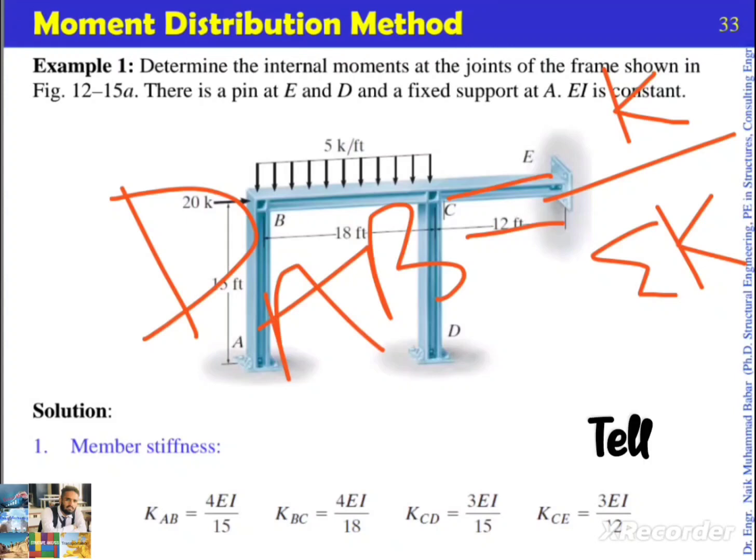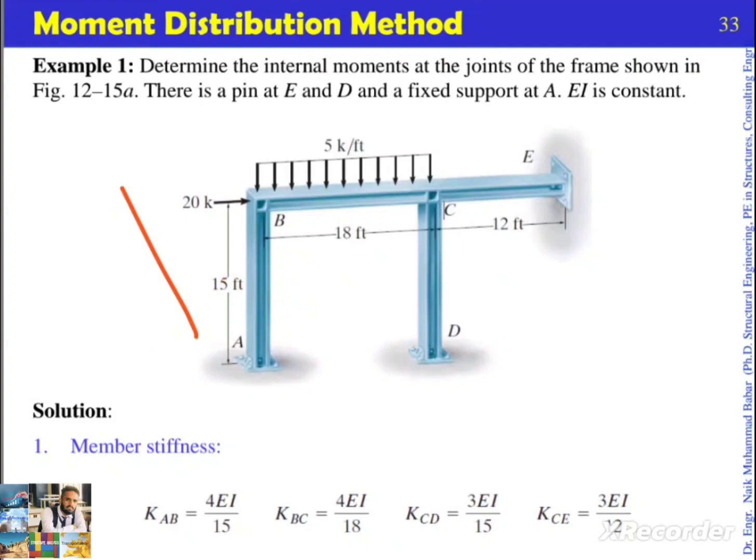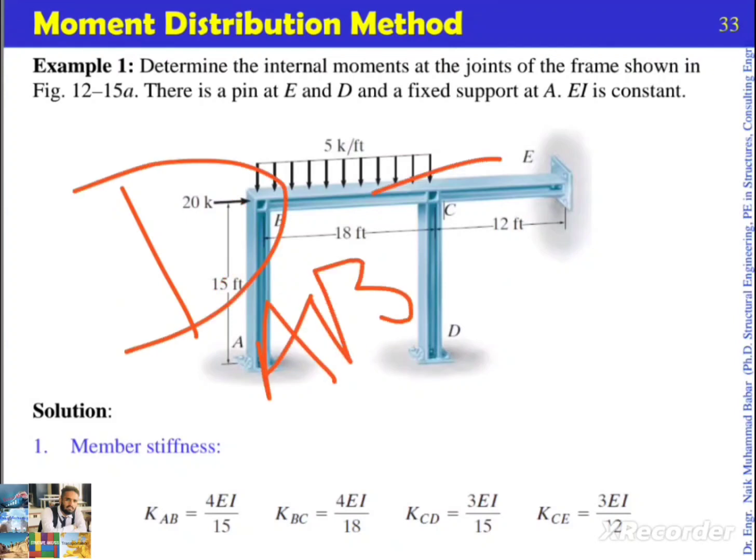The distribution factor tells us by what percent a member takes the distributed moment. For AB, the distribution factor will be 0 because there is a fixed support. Remember, the distribution factor for a hinge or roller is 1, for fixed is 0.